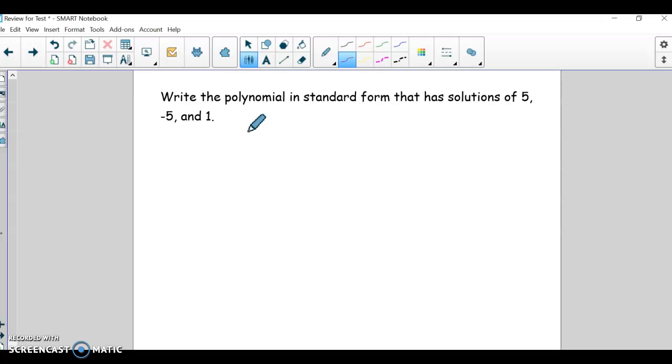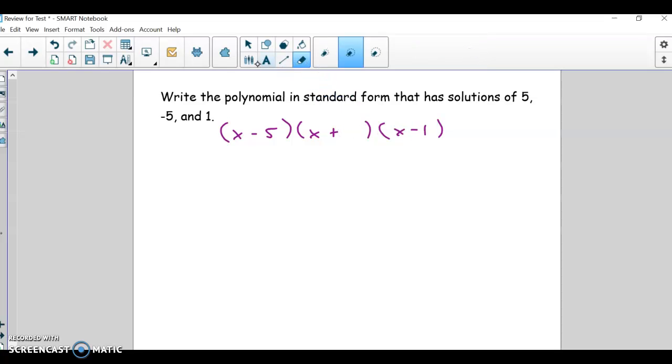So anyways, the right answer to this is, if we have solutions of 5, -5, and 1, we write out little factors that are essentially the reverse. So if we had a positive 5 answer, that must have been an x minus 5 factor. If we had a -5 answer, that must have been an x plus 5 factor. All right, and then if we had a positive 1 answer, that must have been an x minus 1 factor.